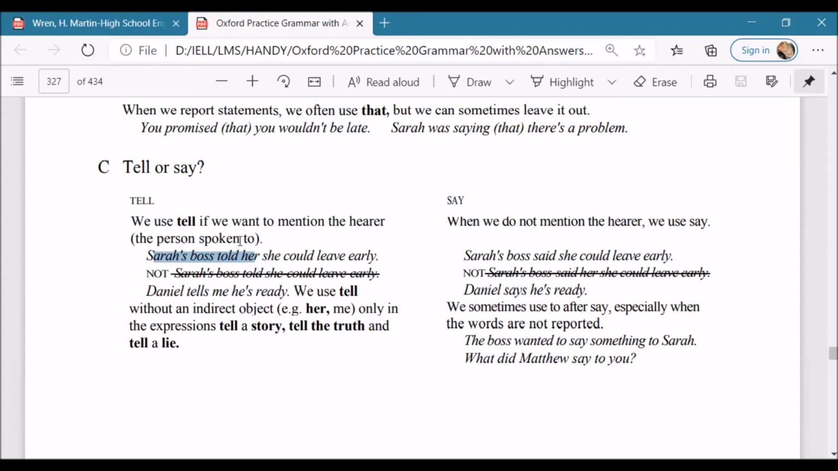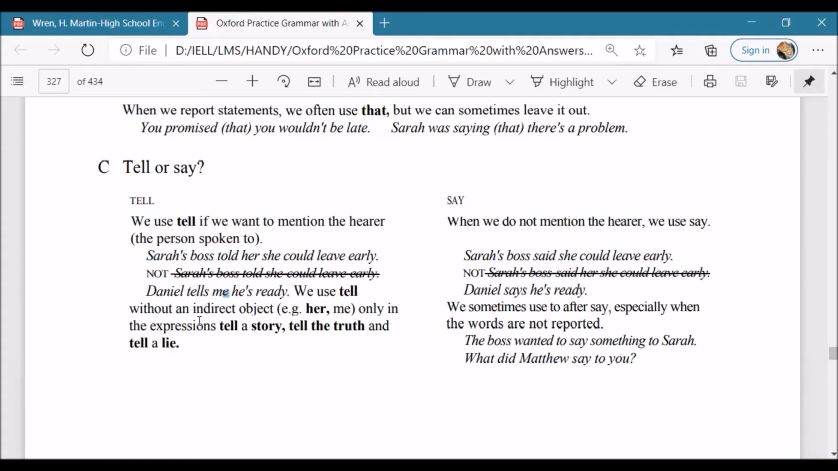So when we have a hearer in that context, we would use tell. But when we do not have a hearer, we would say Sarah's boss said, okay, not specifically to her, but the boss just said. Okay, then here Daniel tells me he's ready, and so on.